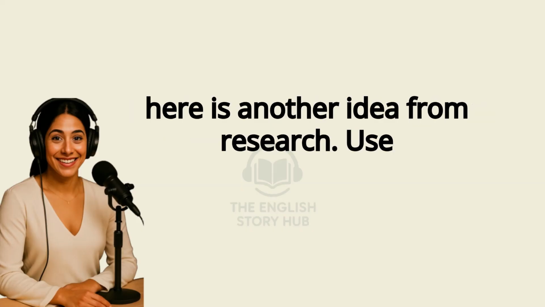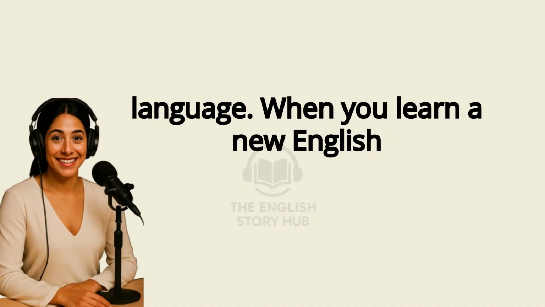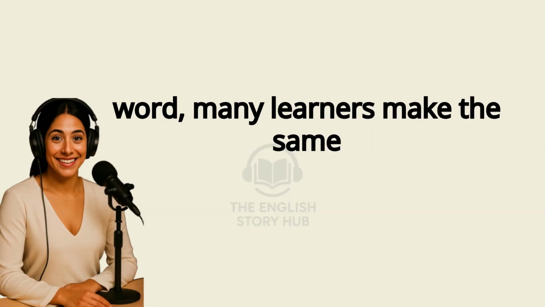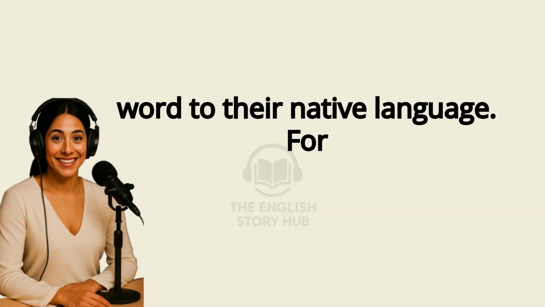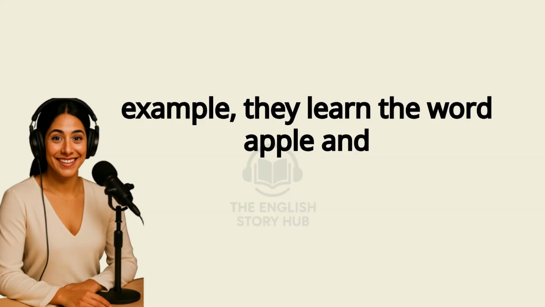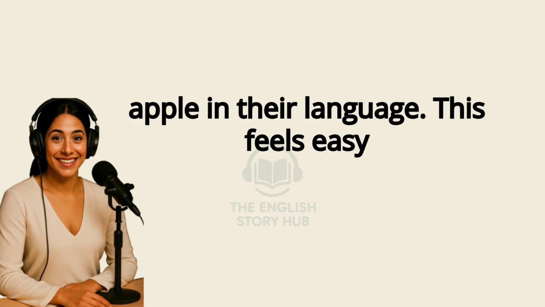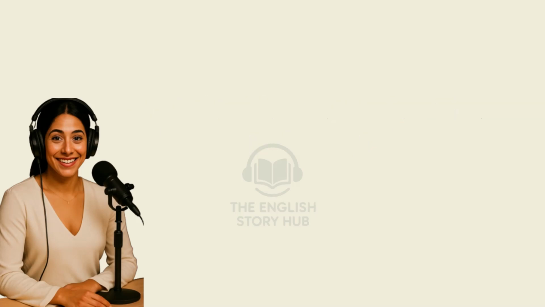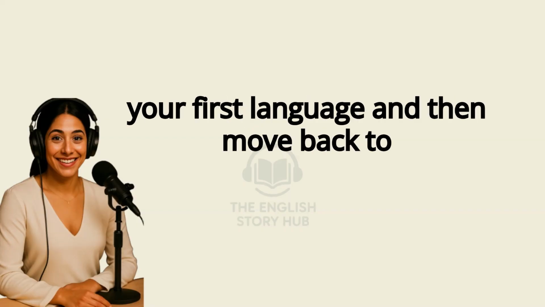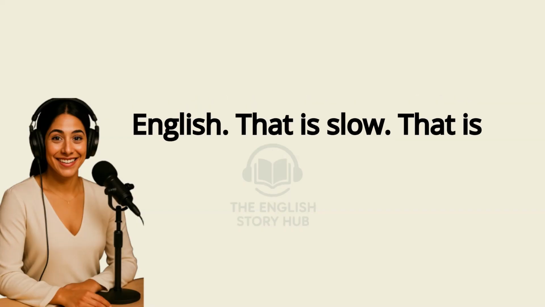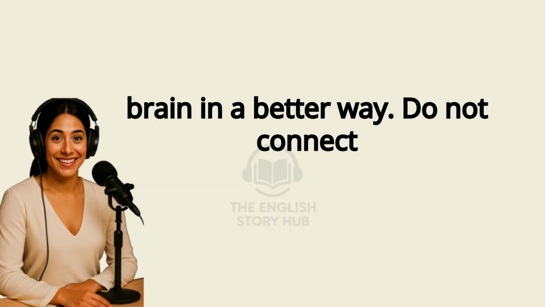All right, here is another idea from research. Use mental pictures, not words from your own language. When you learn a new English word, many learners make the same mistake. They always connect the English word to their native language. For example, they learn the word apple, and they immediately think of the word for apple in their language. This feels easy at first, but it creates a problem. Why? Because every time you want to use the word, your brain must first go to your first language and then move back to English. That is slow. That is heavy.